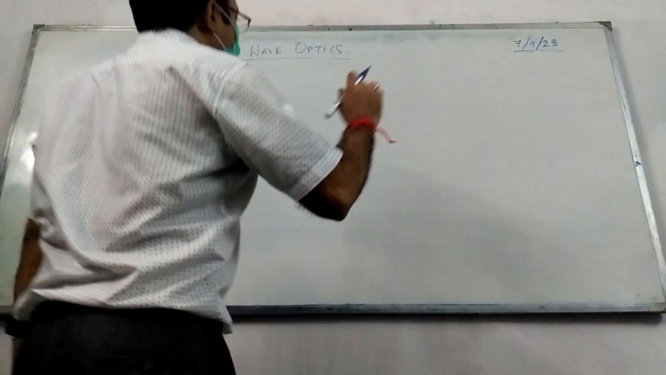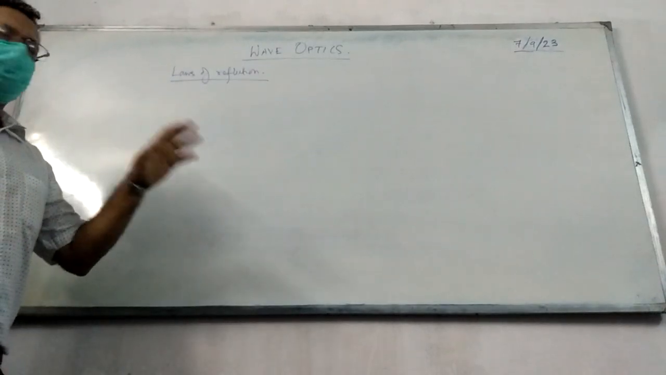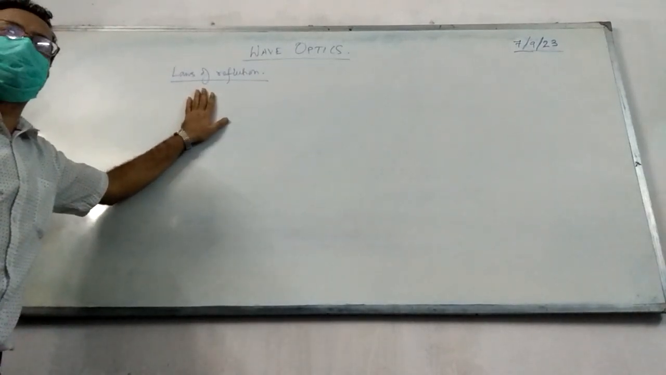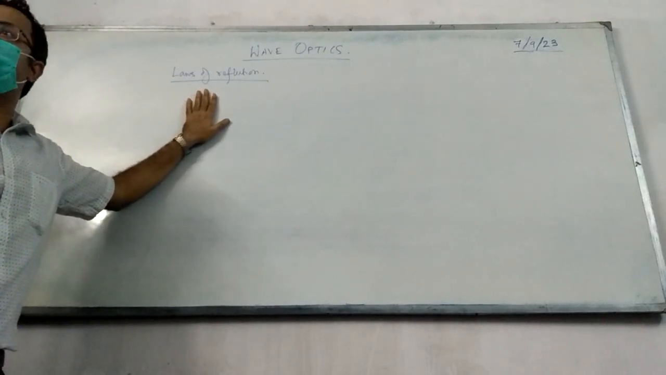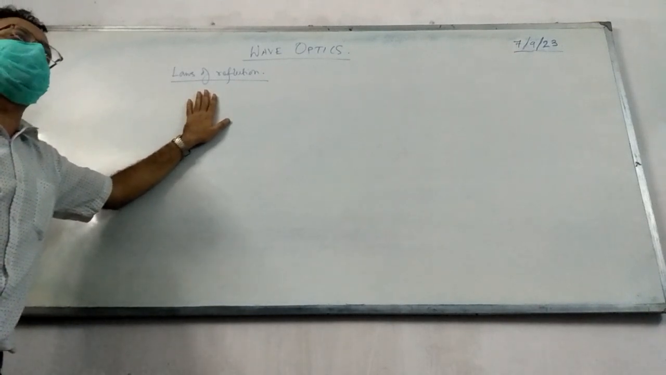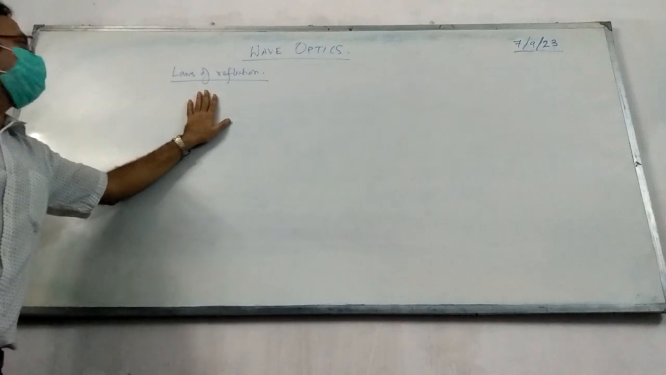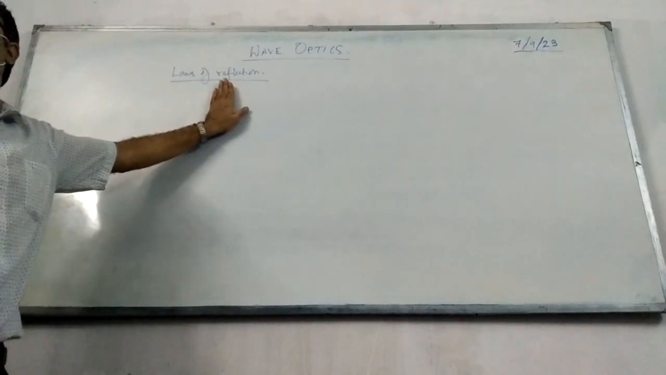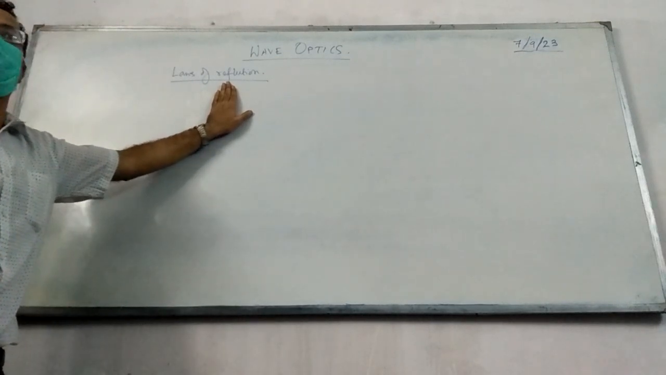Well, now the first thing we need to do is prove the law of reflection from Huygens principle. Why? Because the law of reflection is something we have learned in ray optics, where we considered light to be traveling in a straight line. But now we are saying that light travels as waves, and if it travels as waves, it should also prove these basic rules. If it is not proving these basic rules, we can't consider them to be correct.